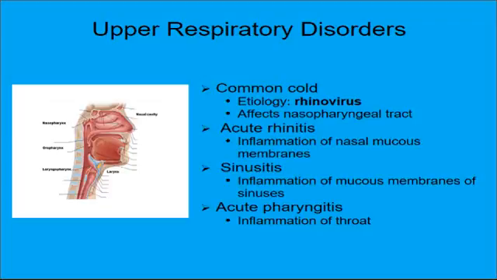Also in there, in your mucous membranes, you'll have the mast cells that contain histamines, which can lead to some of these problems. The common cold, or rhinovirus, affects the nasopharyngeal tract that goes all the way down. Acute rhinitis is the inflammation of the nasal mucous membranes. Sinusitis is the inflammation of the sinus itself, and acute pharyngitis isolates itself to the pharynx.